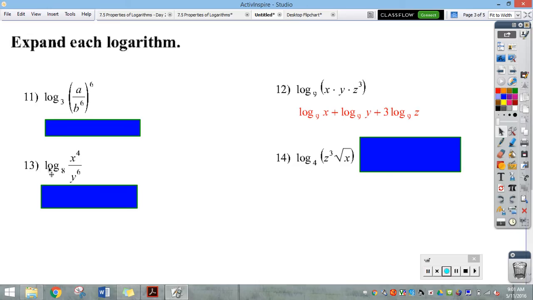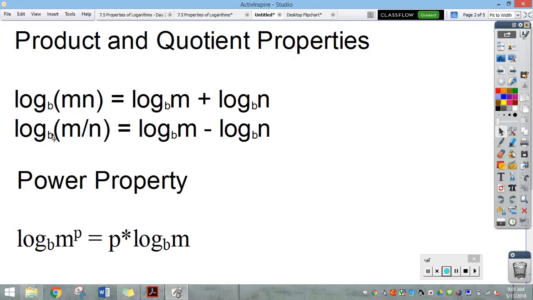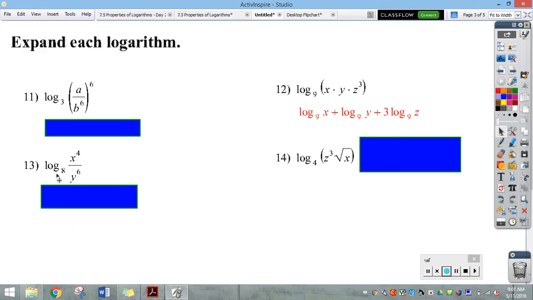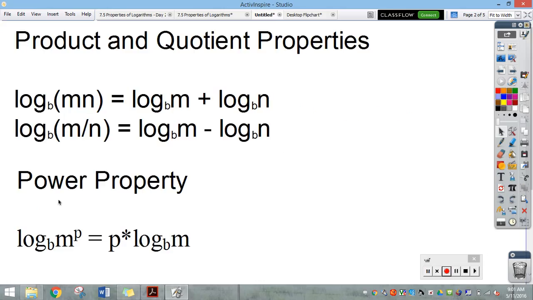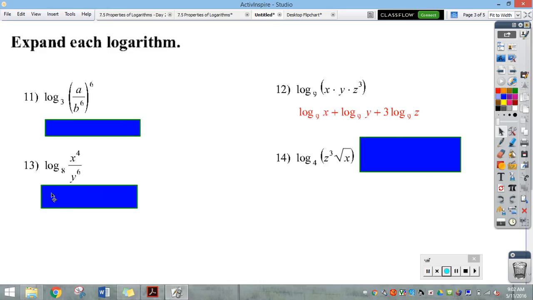So 13: log base 8 of x to the 4th over y to the 6th. I separate those by subtraction, like the division or quotient property states. And so it would be top minus bottom, log base 8 of x to the 4th minus log base 8 of y to the 6th. And remember, exponents, 4 and 6, they move out front because of the power property. So the result would be 4 log base 8 of x minus 6 log base 8 of y, because it's division, which is subtraction, and exponents move to in front of the logarithms.